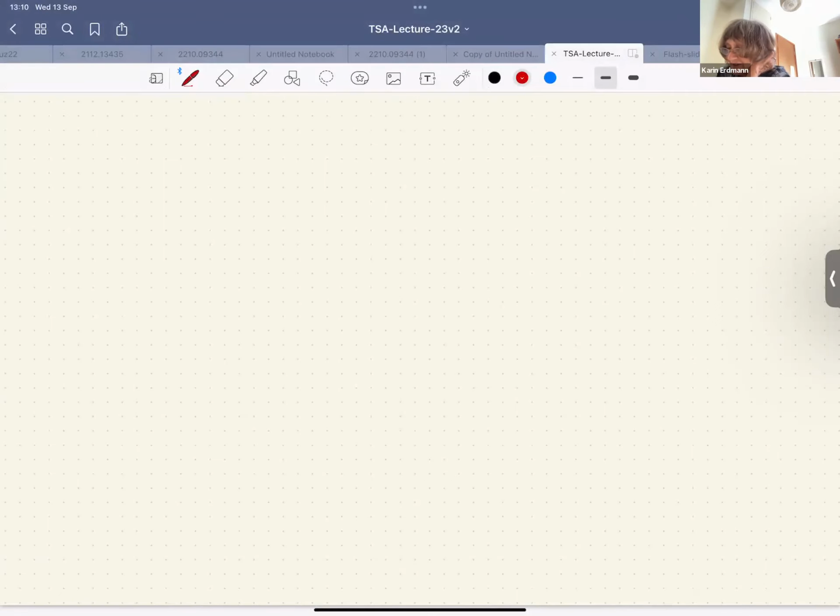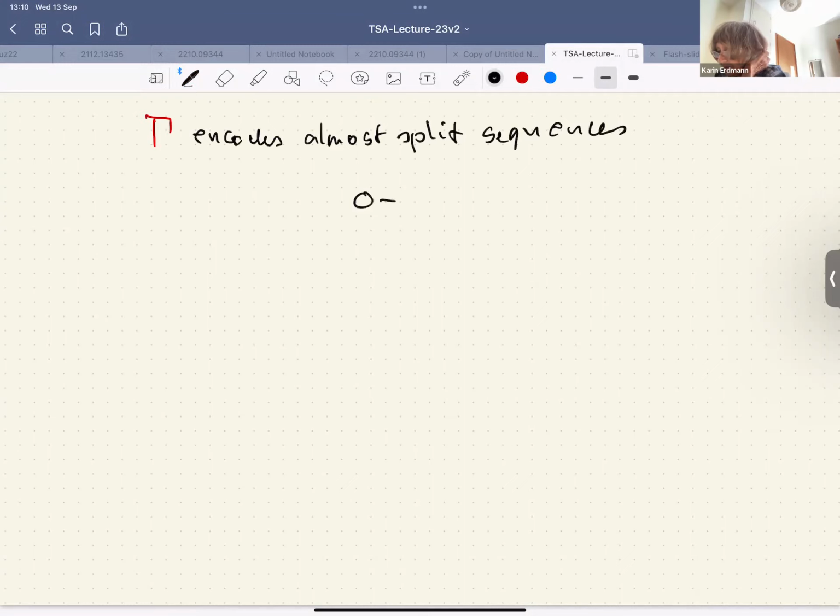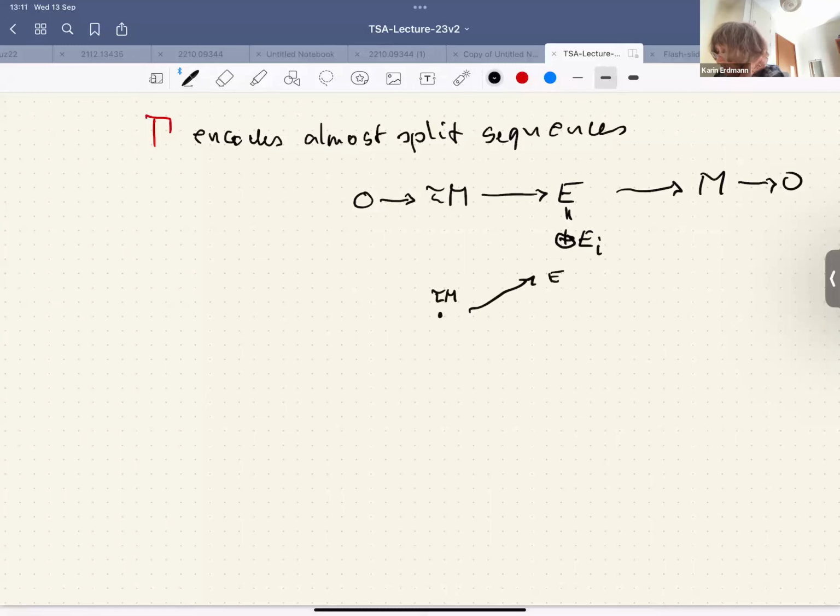So the Auslander-Reiten quiver encodes the almost split sequences. So you have tau M, and there's some E and M. You write E as a direct sum of indecomposables, and so you write it as a graph here. So there's tau M, and then you have E1, E2, and so on.